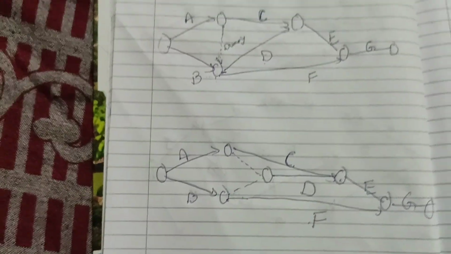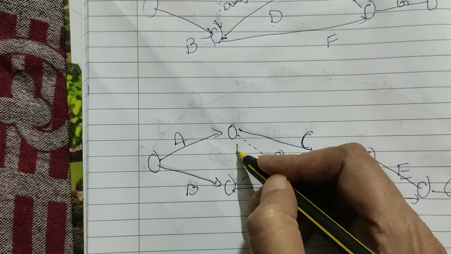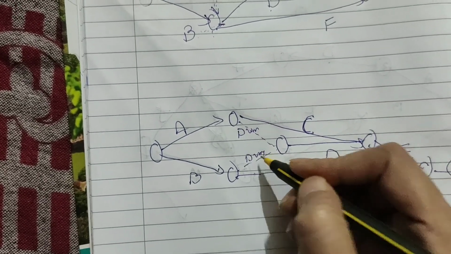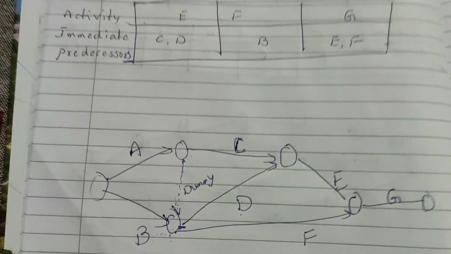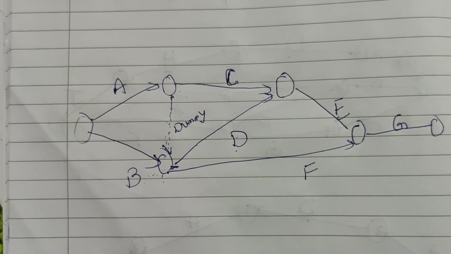This is one type of diagram. This is the dummy, and this is the dummy. That is how we draw it. But better than this is the closed figure like that. That is better.